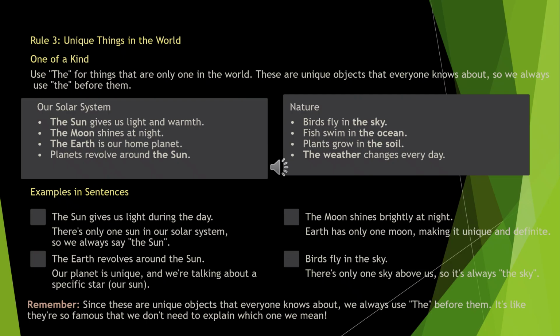The moon shines brightly at night. Earth has only one moon, making it unique and definite. Birds fly in the sky. There is only one sky above us, so it's always the sky. Remember, since these are unique objects that everyone knows about, we always use the before them. It is like they are so famous that we don't need to explain which one we mean.